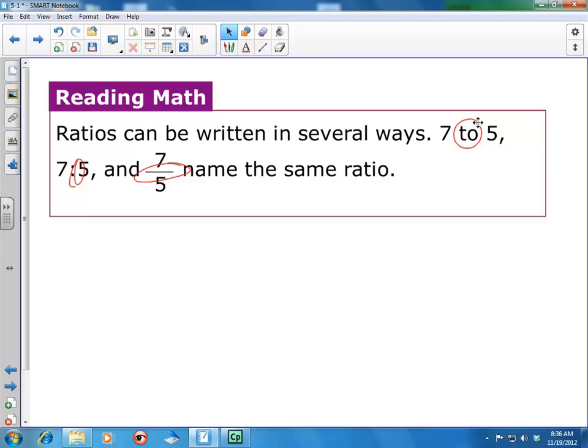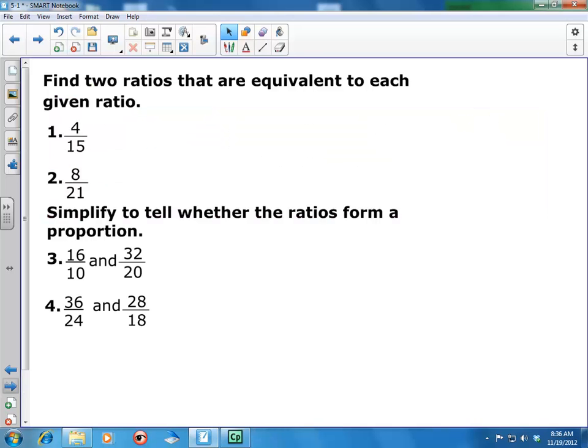All right, let's take a look at our next slide here. It says find two ratios that are equivalent to the given ratio. Now remember, equivalent right here just means equal. Okay, so we're looking for two fractions that equal 4 over 15. So we can do that a couple different ways.